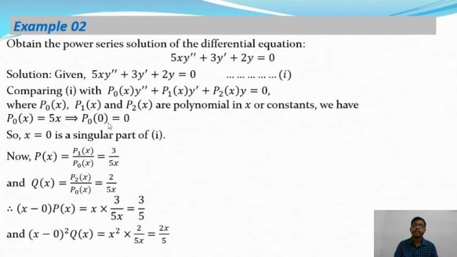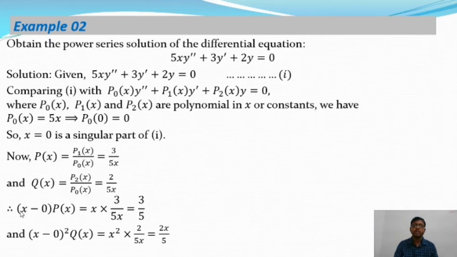And at x is equal to 0, it will give 0. So x is equal to 0 is the regular singular point, not an ordinary point. In an ordinary point, p0 of x is not equal to 0 at x is equal to a. So now p of x, and you know p of x is equal to p1 of x by p0 of x, and it will give 3 by 5x, and q of x is equal to p2 of x by p0 of x, and it will give 2 by 5x.